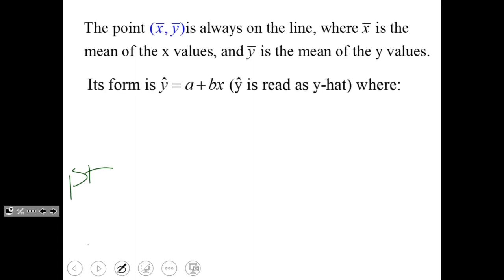My line of best fit has the form y hat, and that's that y with the small caret on top, y hat equals a plus bx. a is my y-intercept.